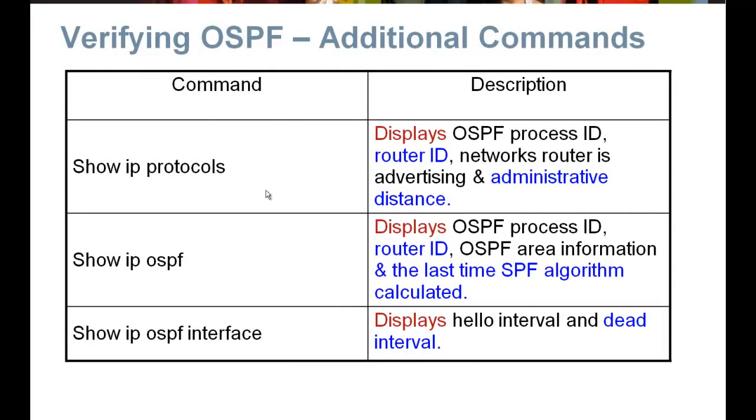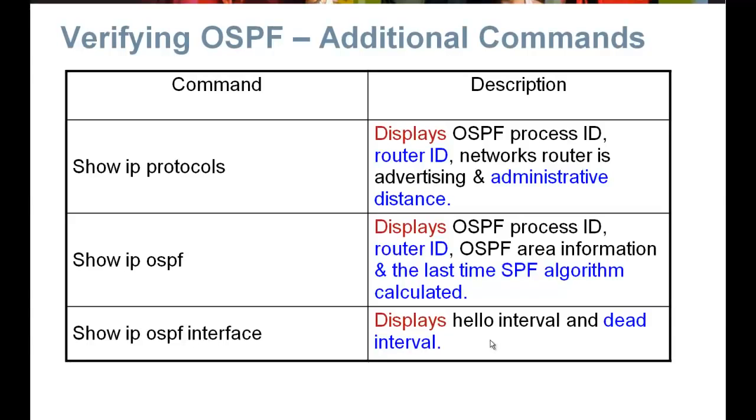Alright, so show ip protocols gives you the OSPF process ID, the router ID, and administrative distance. The most important thing being the router ID. Show ip ospf will also give you the router ID, and then show ip ospf interface displays the hello interval and the dead interval.